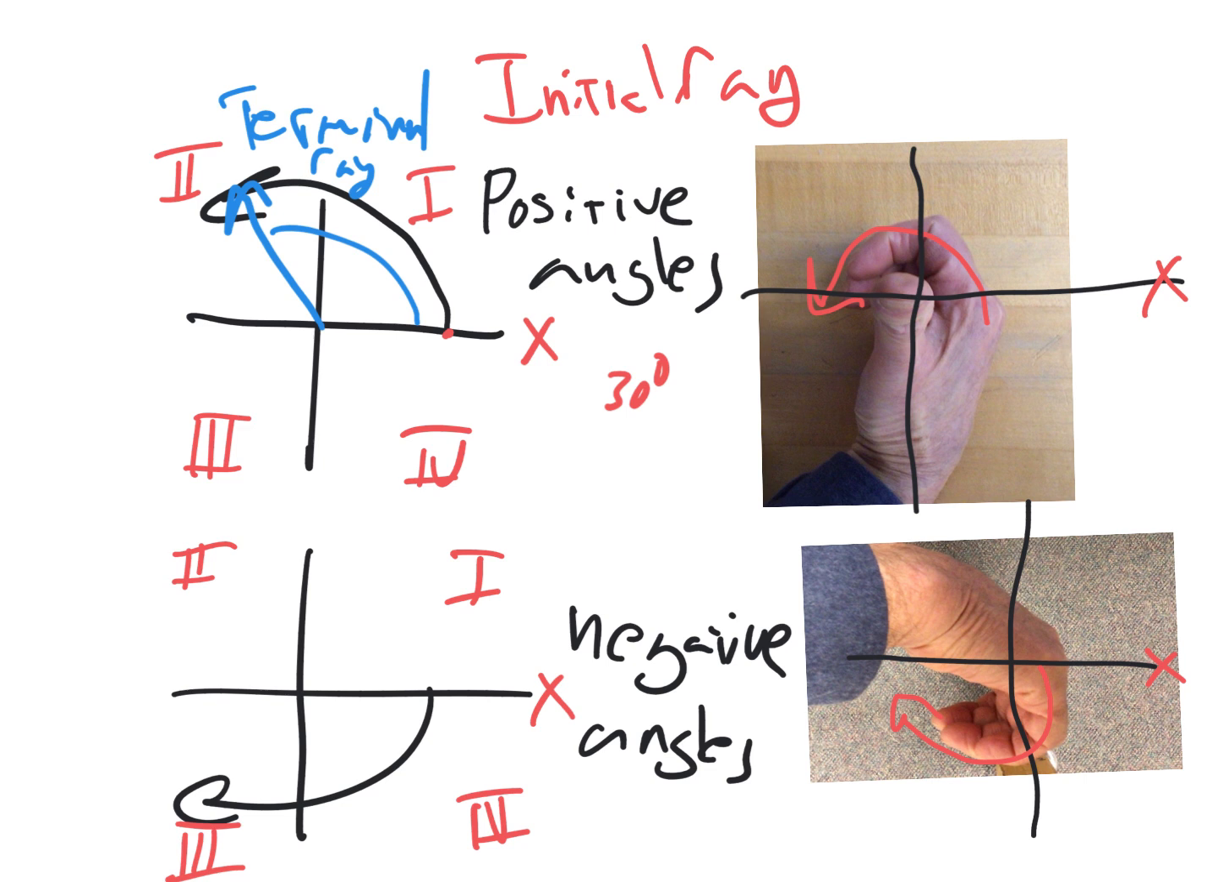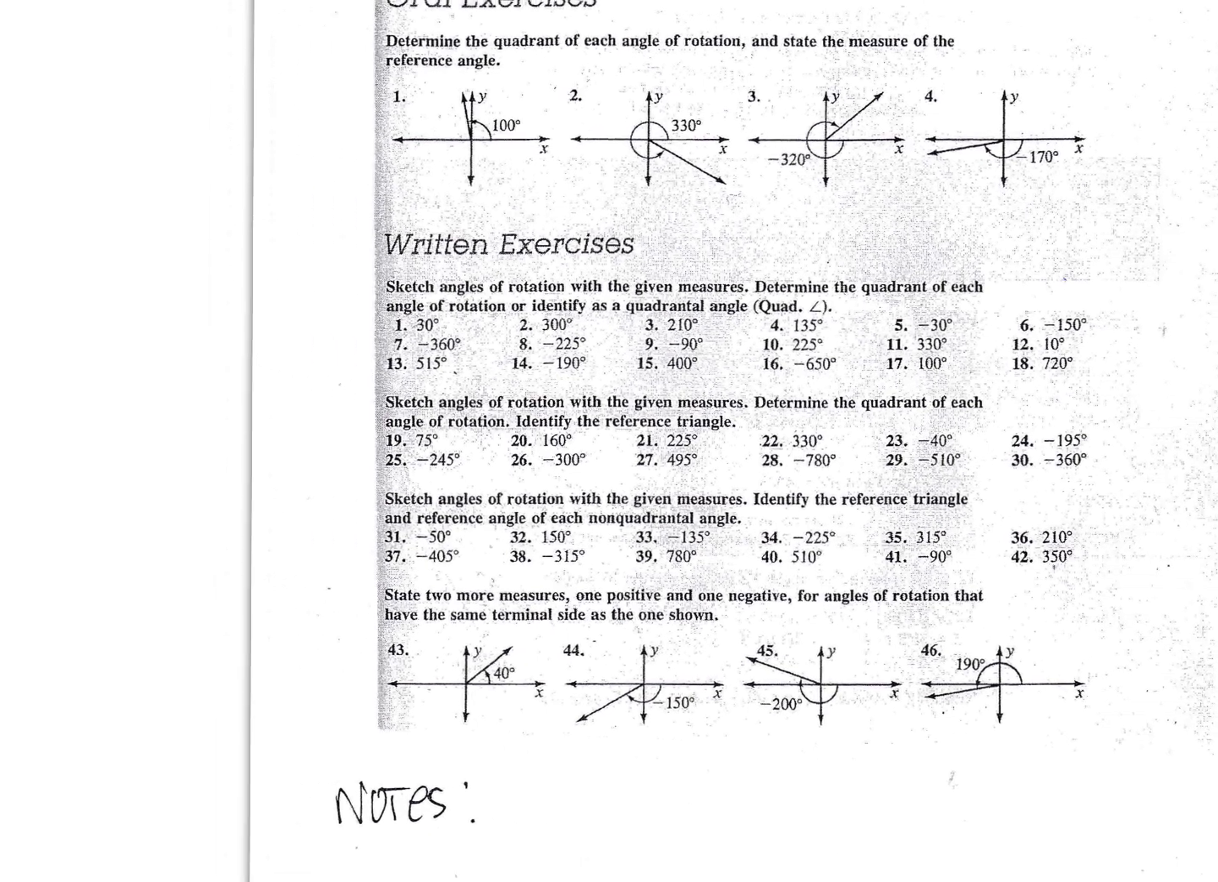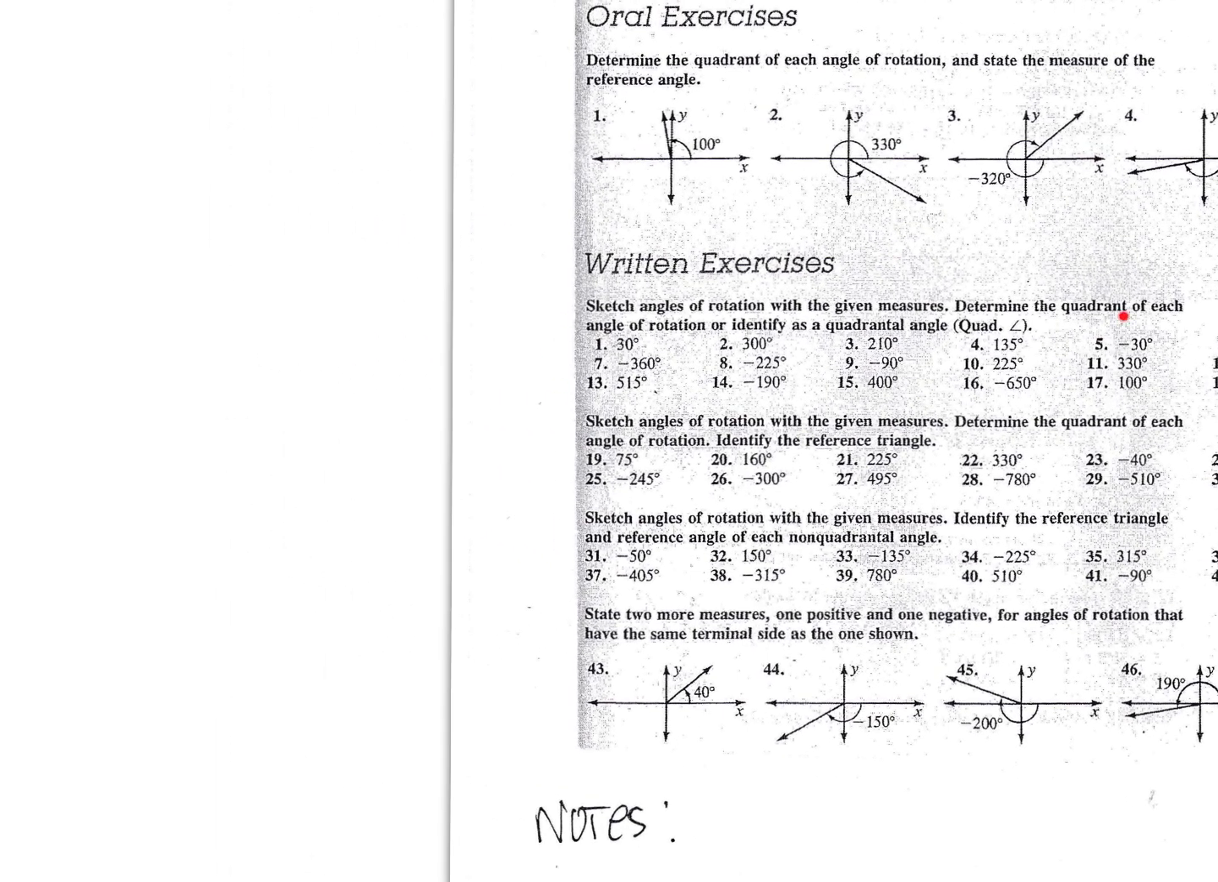All right, so what have we got? We have angular rotation, positive and negative angular rotation. We talked about initial rays and terminal rays. Maybe we should sketch some angles. We're going to sketch some angles, decide what quadrant the terminal ray falls in, and then I guess I can talk about quadrantal angles too. I didn't do that today with my pre-calculus class, so I guess we'll do it the next time we see them.